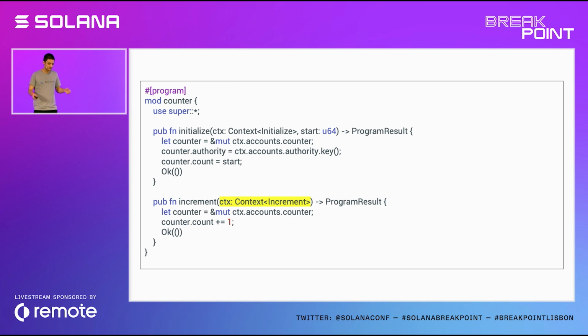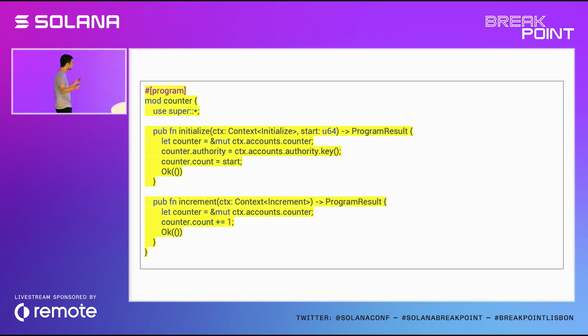And then we can move down to increment, take a look at the context, and prove to ourselves that, okay, we have this increment context, there's some constraints in the increment context, and that means that if we ever enter the body of this function, then we can prove to ourselves that we have a valid counter, and the authority of that counter did indeed sign the transaction. And if either of those things aren't true, then we'll actually never hit the function body. So we take a mutable reference to the counter, we update the count, increment it by 1, and we return success. And that is the increment method, and that is the program module.